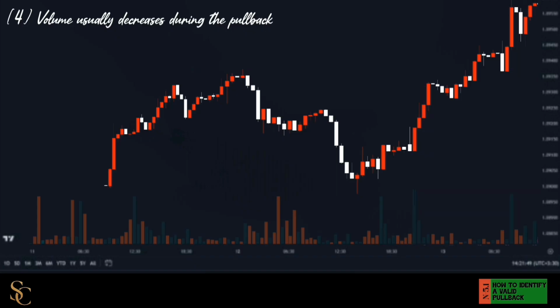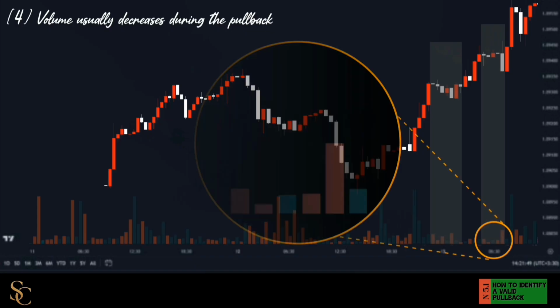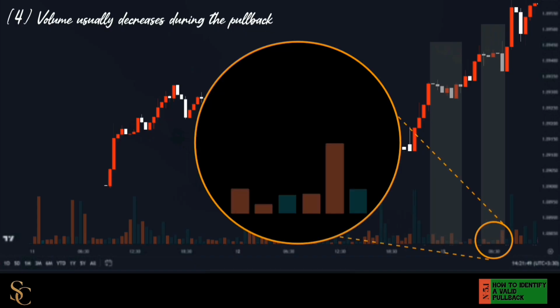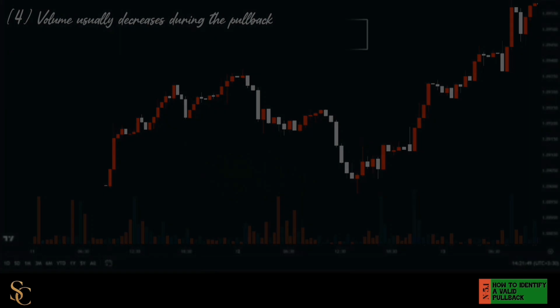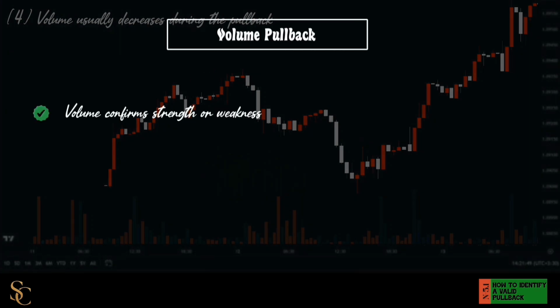When a pullback occurs, volume often decreases significantly. Candles become smaller, trading activity slows. This indicates that sellers are weak and the market is simply taking a temporary breather, not trying to reverse the trend. Why this matters. Volume confirms strength or weakness.